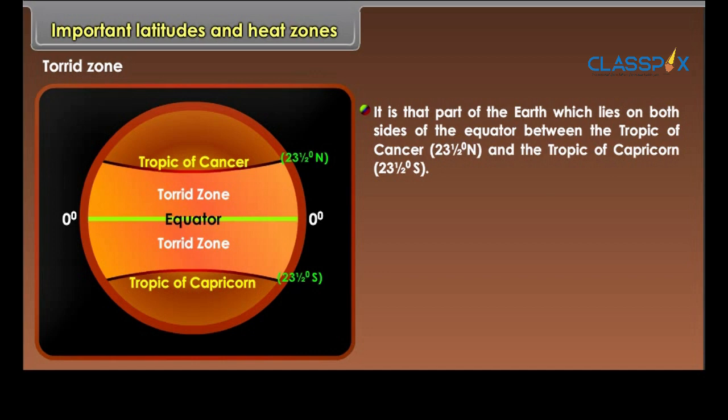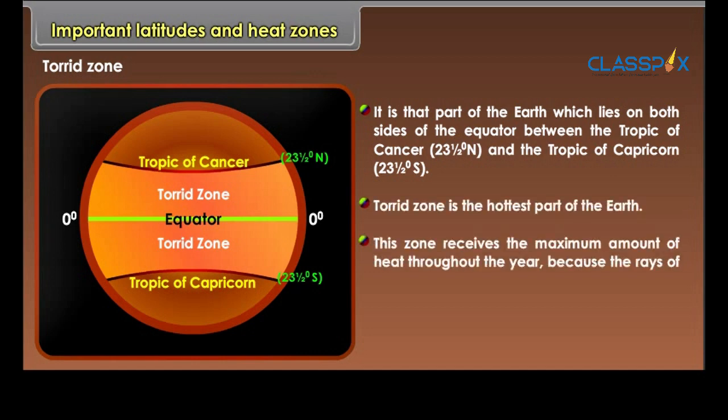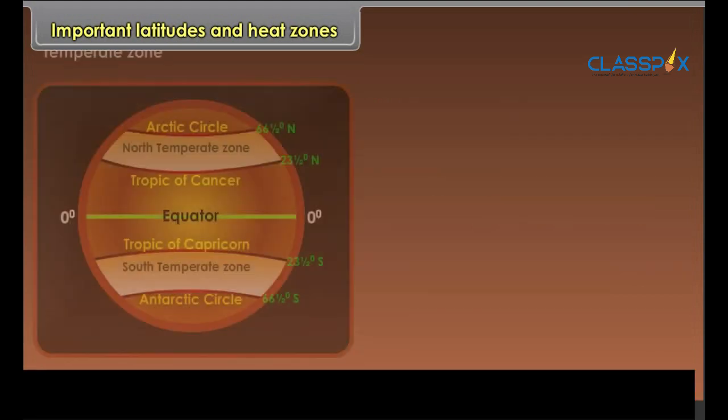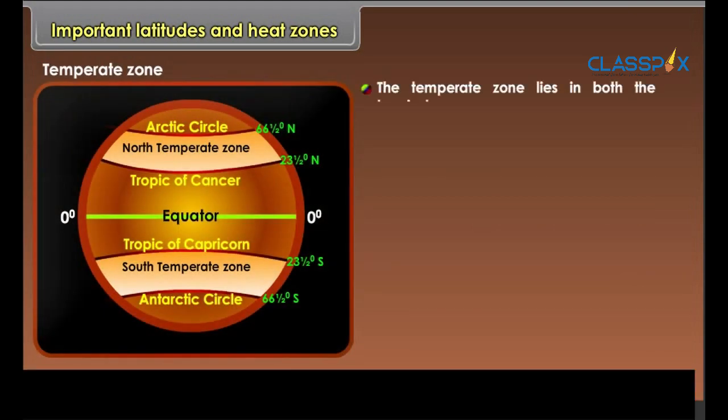Torrid zone is the hottest part of the earth. This zone receives the maximum amount of heat throughout the year because the rays of the sun fall vertically on this zone. Temperate zone. The temperate zone lies in both the hemispheres.